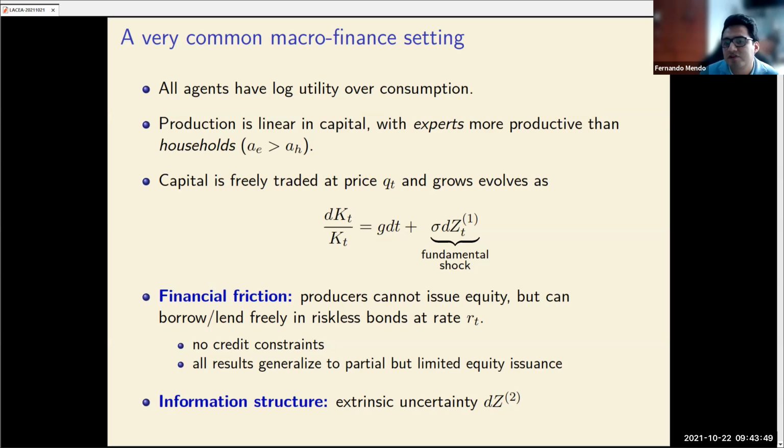If I were to solve this with complete markets, this would collapse to a version of the standard growth model. The productive agent holds the entire capital in the economy. We share risk through financial markets, and nothing really interesting is going on. Of course, we're not going to do that. We're going to impose a financial friction, that producers cannot issue equity. So it means that, in some sense, the risk sharing through financial markets is limited.